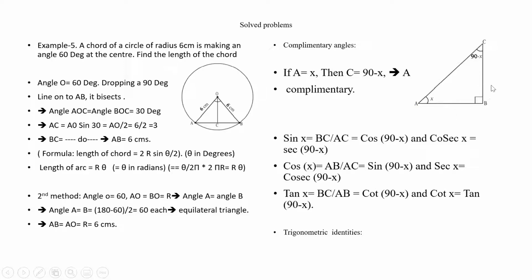Tan theta means opposite by adjacent. So AB by BC, which is nothing but cot of 90 minus X. So tan of 90 minus X is cot X, which is adjacent side by opposite side. So from these complementary angles, what result are we getting? Sin of 90 minus X is equal to cos X. Cos of 90 minus X is equal to sin X. Similarly, tan of 90 minus X is equal to cot X. Cot of 90 minus X is equal to tan X. So this is the similarity we are getting between complementary angles.